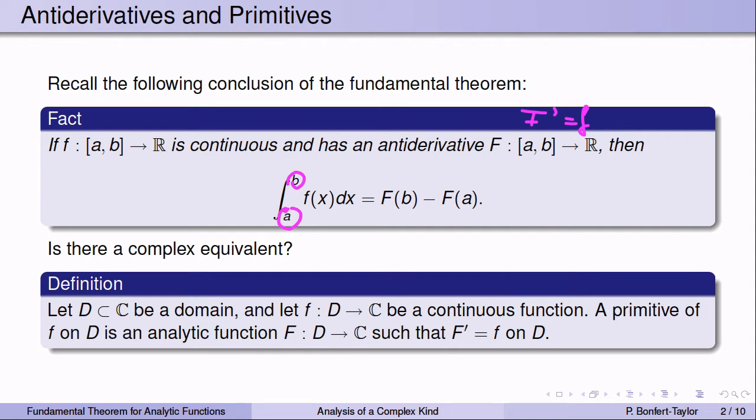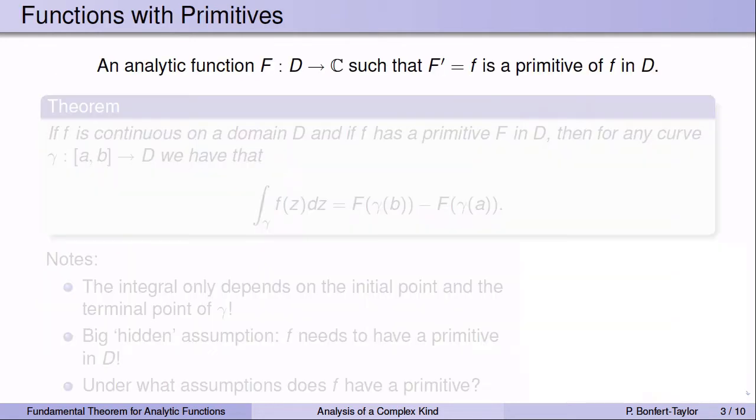Let's start with a definition. Given a domain D and a continuous function in that domain, we say that a primitive of that continuous function is an analytic function uppercase F whose derivative is equal to lowercase f. So pretty much that's the same concept as an antiderivative. Sometimes the word antiderivative is used as well, but I wanted you to know that primitive is the term that's typically used in the complex setting. So again, an analytic function uppercase F whose derivative is lowercase f is called a primitive of lowercase f in D.